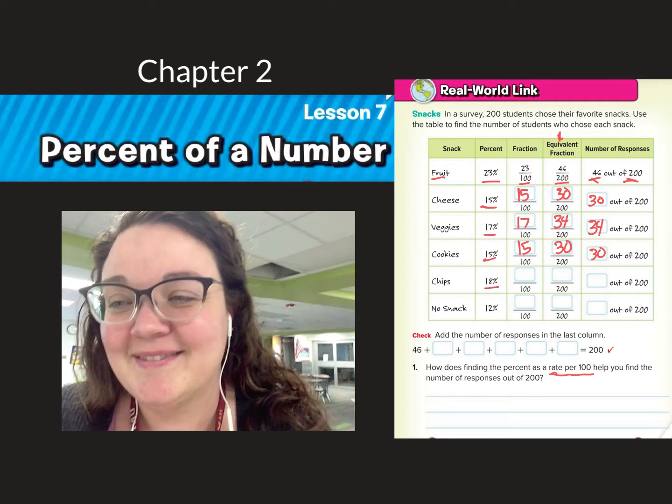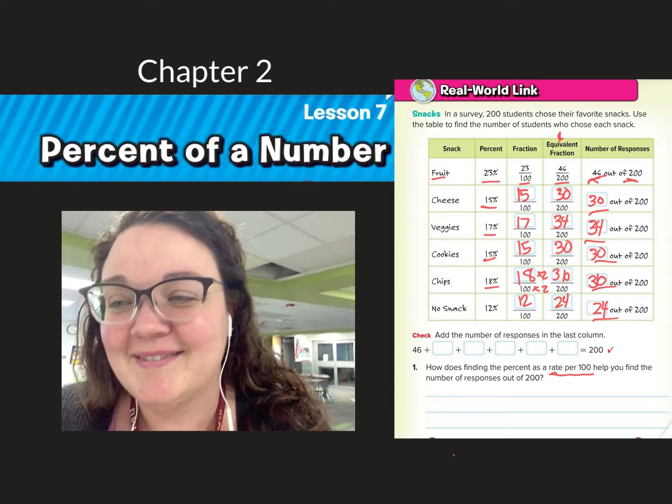So again, we have 18%. If I wanted to do out of 200, 18 times 2 would be 36. And then 12, or 24 out of 200 for that one. Then it says add the number of responses in the last column. So if we did 46 plus 30 plus 34 plus 30 plus 36 plus 24, we would get an answer of 200 total people.